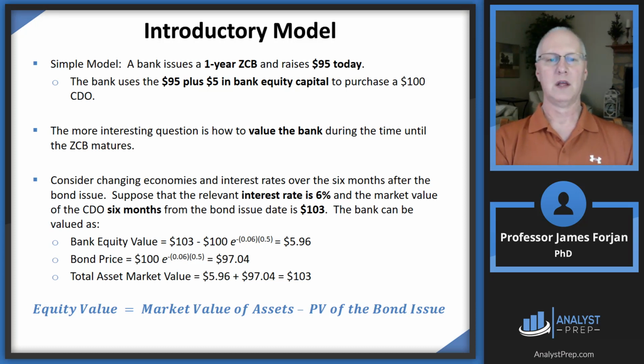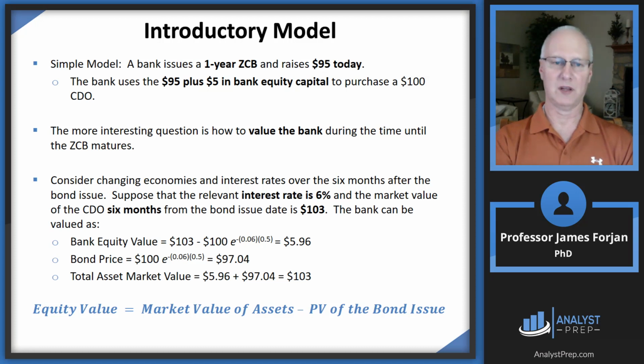I'm going to take the $103, which is the market value of the assets, and I'm going to subtract the present value of the bond issue. And that's going to be the market value of the equity. And if I use continuous time finance there, I raise it to the 0.06 times 0.5, which is a half a year. Make sure you put the negative sign in front of that to signal present value. And so the equity value of this bank is $5.96.